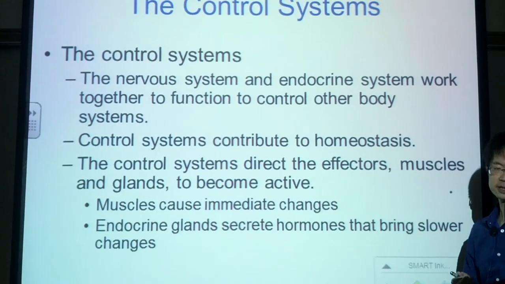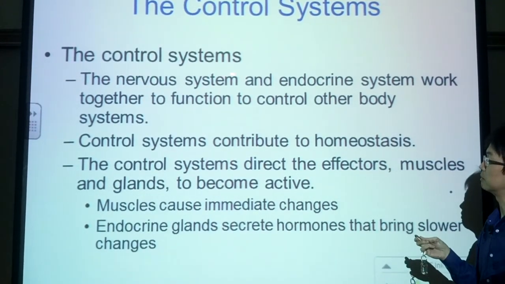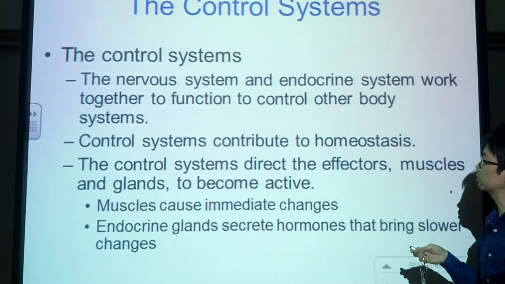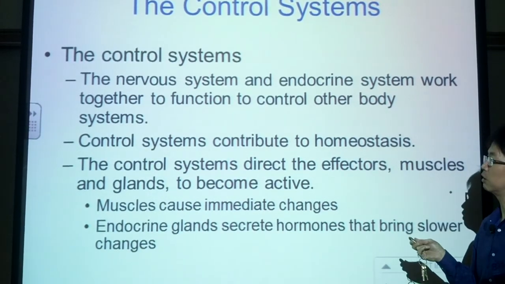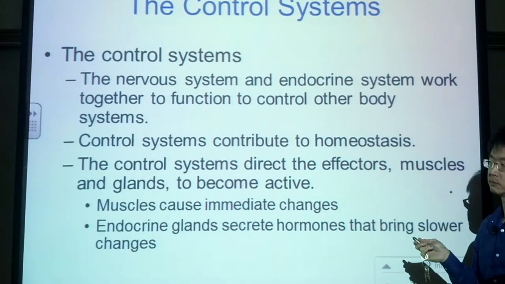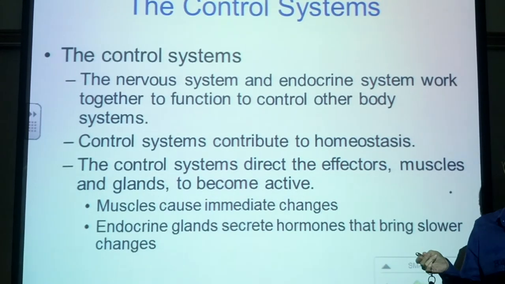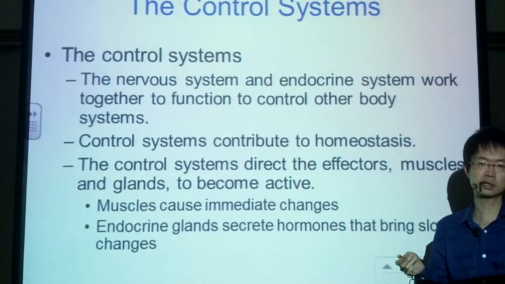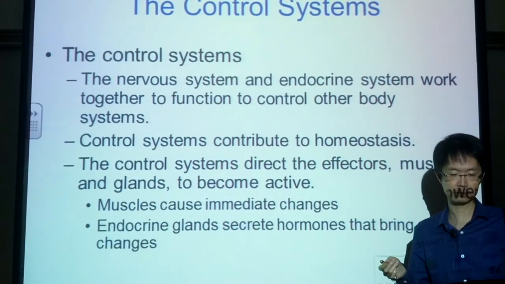And then control systems. The major one is your nervous system. The nervous system and the endocrine system are two control systems, but the major one is the nervous system. The nervous system basically controls the endocrine system. And that's why if you take physiology, usually the first system that we talk about is the nervous system, so that you understand how our brain controls other systems.